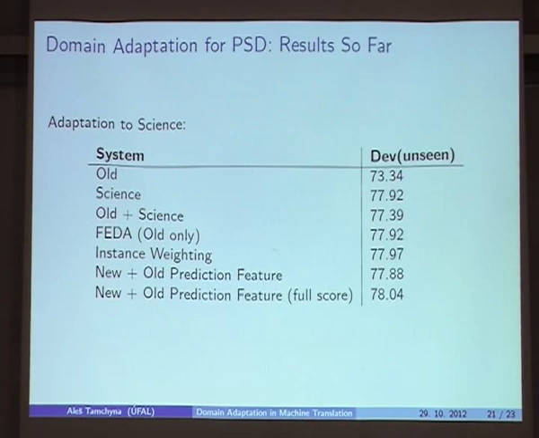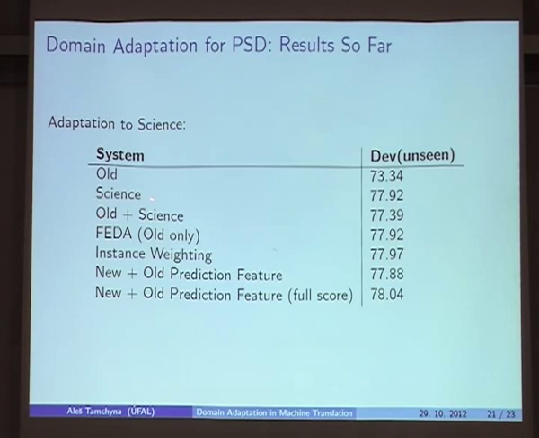Okay, the results are, again, not very encouraging. You probably expected that already. The old domain only classifier has an accuracy on an unseen dev set of 73%. The new domain only classifier has 77.92. And then you have all these domain adaptation techniques in between. Basically, sometimes they outperform the new domain only, but only by a little bit.